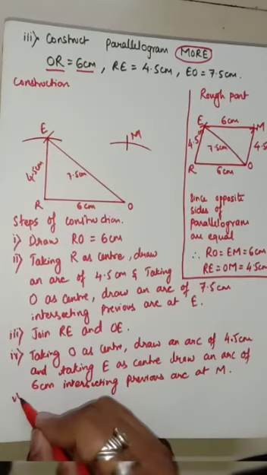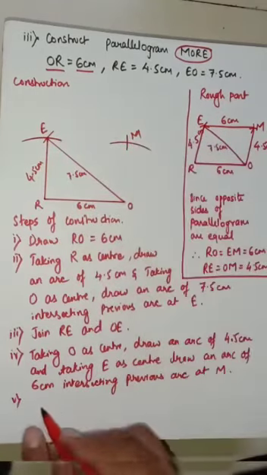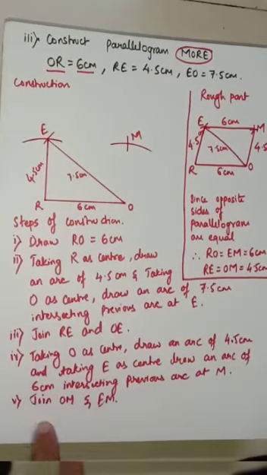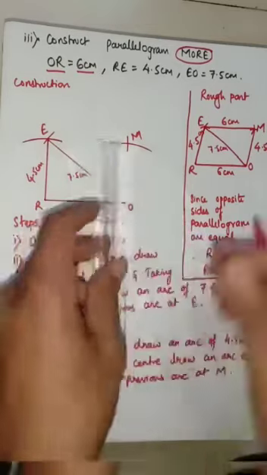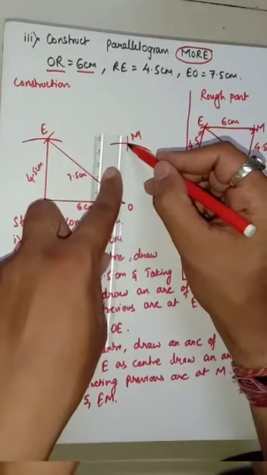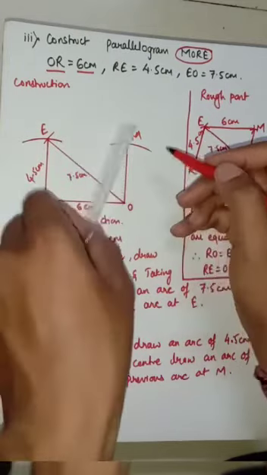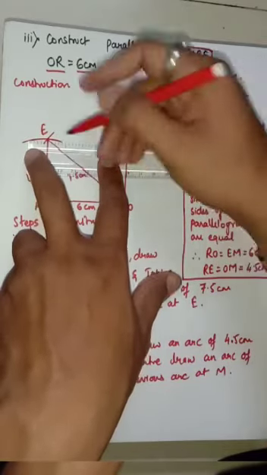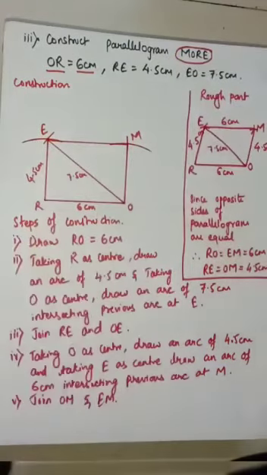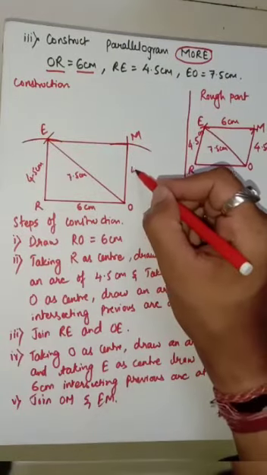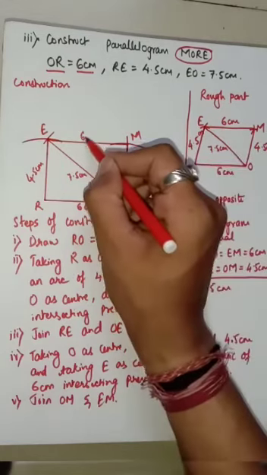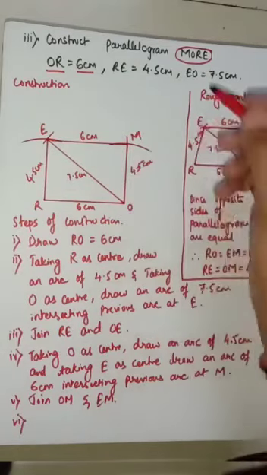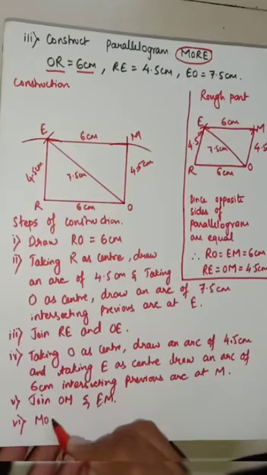Okay, then what will be the next step? Join OM and EM. Okay, we have to join these two lines. From O point to M point we will get one line. Join OM and then join EM. So OM is of 4.5 centimeter and EM is of 6 centimeter. So the last step will be, MORE is the required quadrilateral.